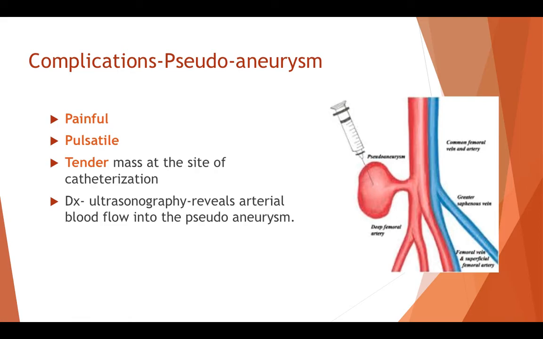And to diagnose it, we use an ultrasound, and to treat it, we use an ultrasound-guided thrombin injection that promotes rapid clot formation. And then we typically do a follow-up scan about 3 to 7 days later to determine if that thrombin injection was successful in decreasing that pseudoaneurysm.